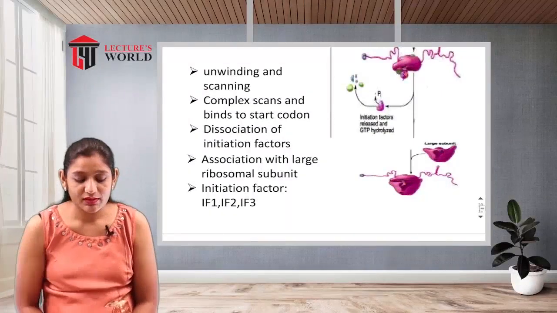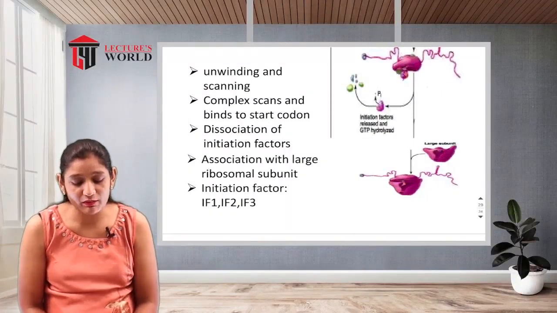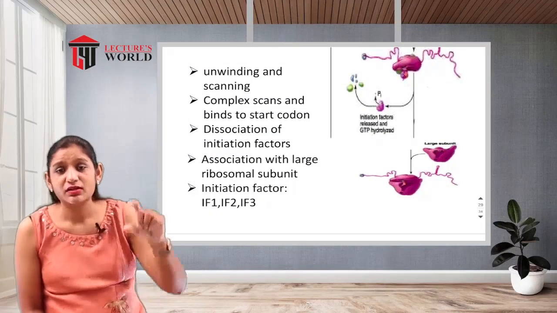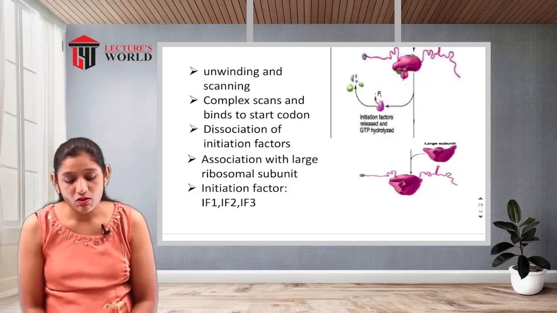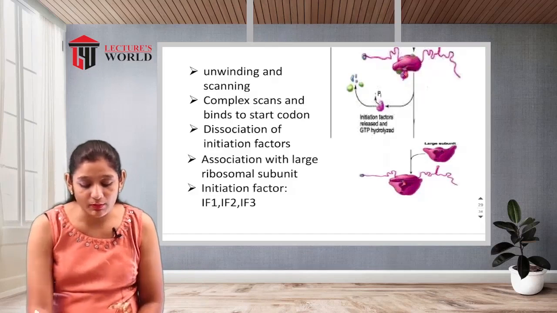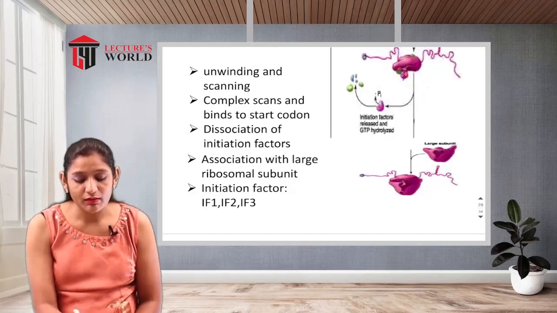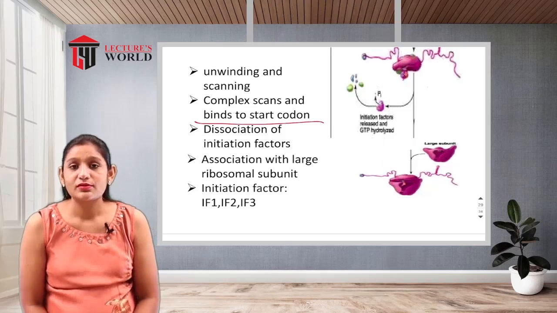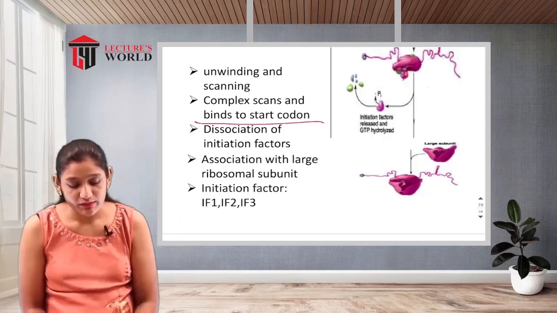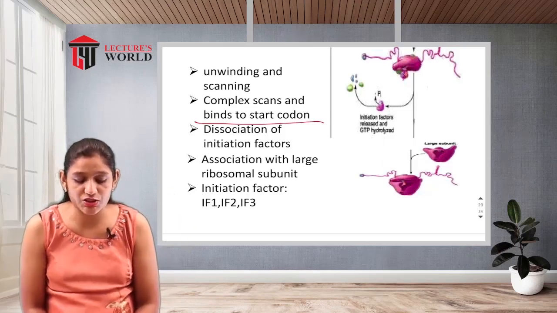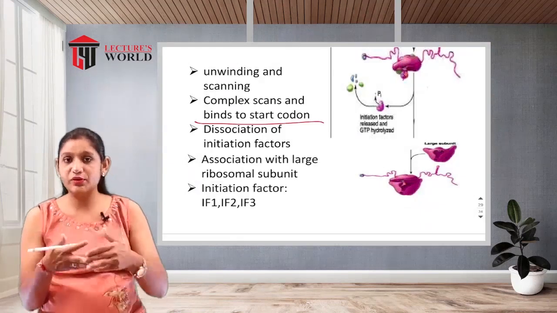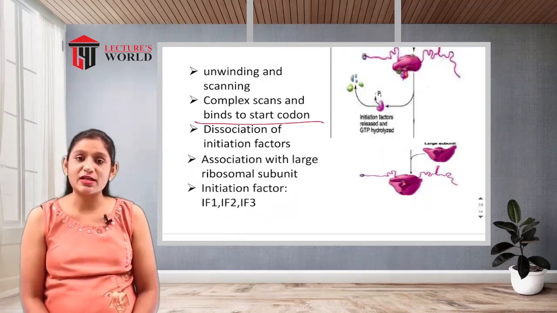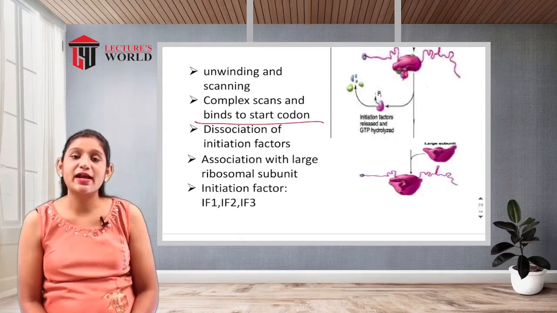Unwinding and scanning of the mRNA, starting from the methionine cap, by the ribosome. The complex scans and binds to the start codon, followed by dissociation of the initiation factors. Then association with the large ribosomal subunit occurs, assisted by the initiation factors IF1, IF2 and IF3.